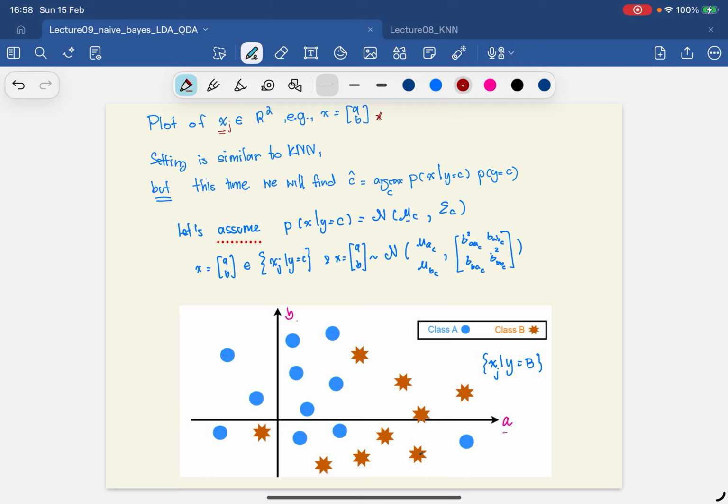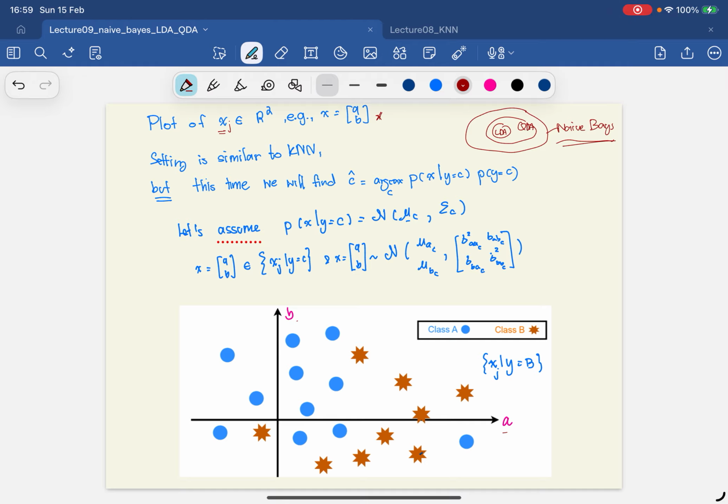The setting of LDA and QDA that we are considering includes naive Bayes. In fact, I should say this first: LDA is a special type of QDA, and both LDA and QDA are special types of naive Bayes, so they are subsets of one another. When I say LDA, QDA, I should actually just say naive Bayes, because it's the bigger set.